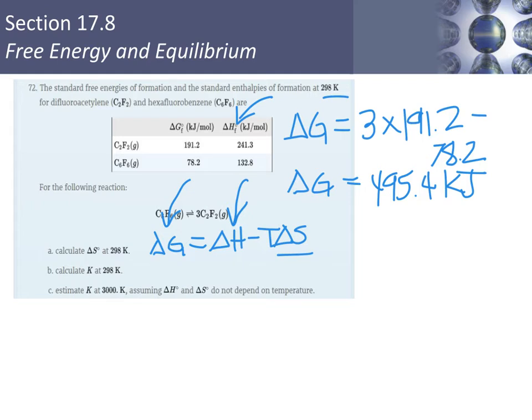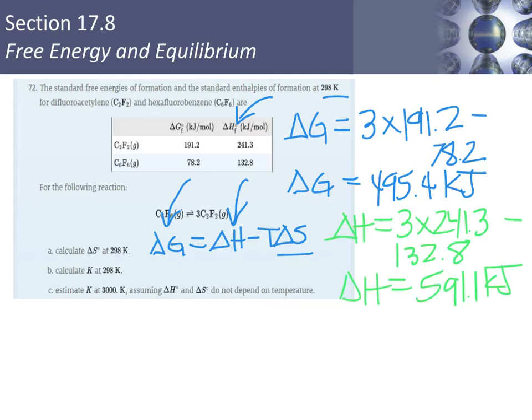We're going to do the same thing for delta H. For delta H, the sum of the heats of formation for the products minus the sum of the heats of formation for the reactants. 591.1 kilojoules there. So this is endothermic.